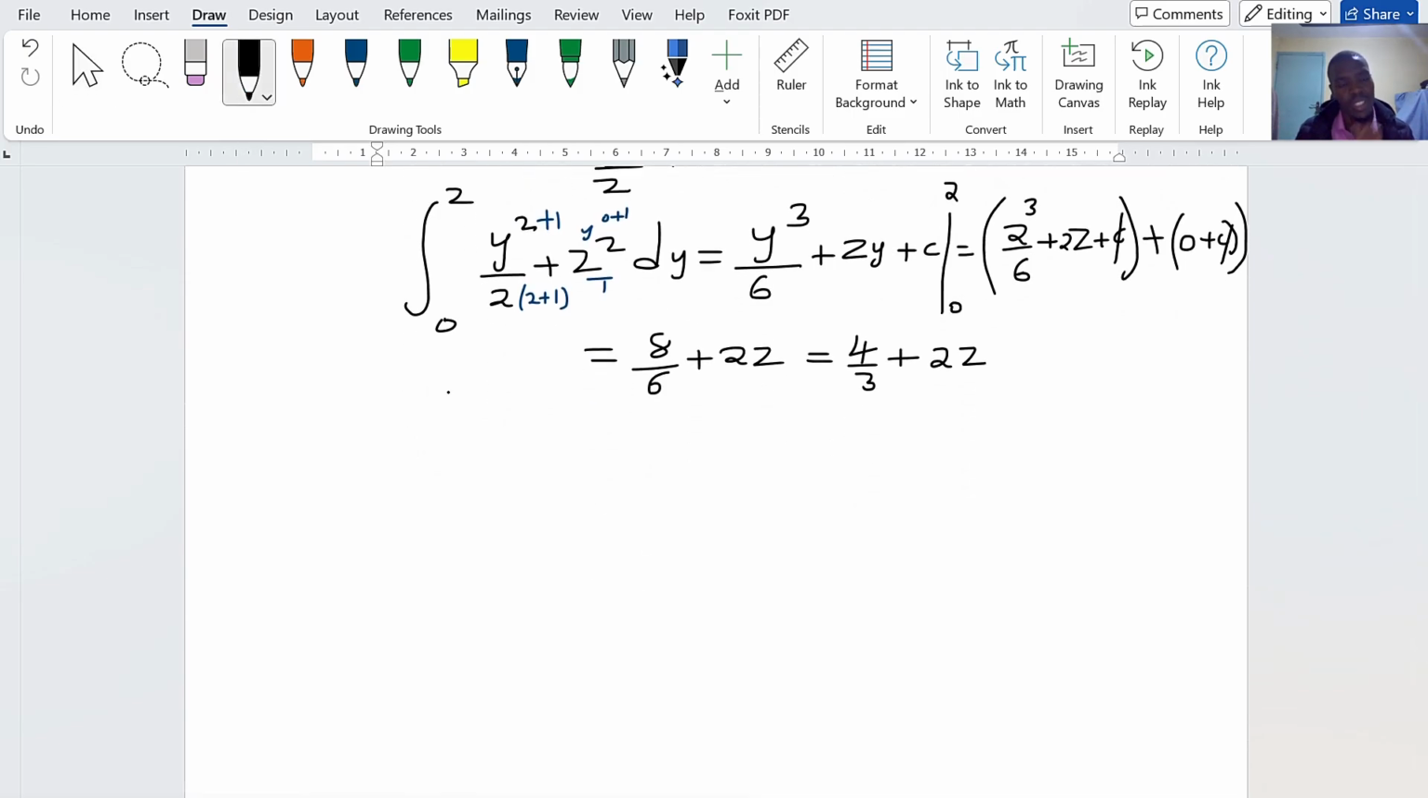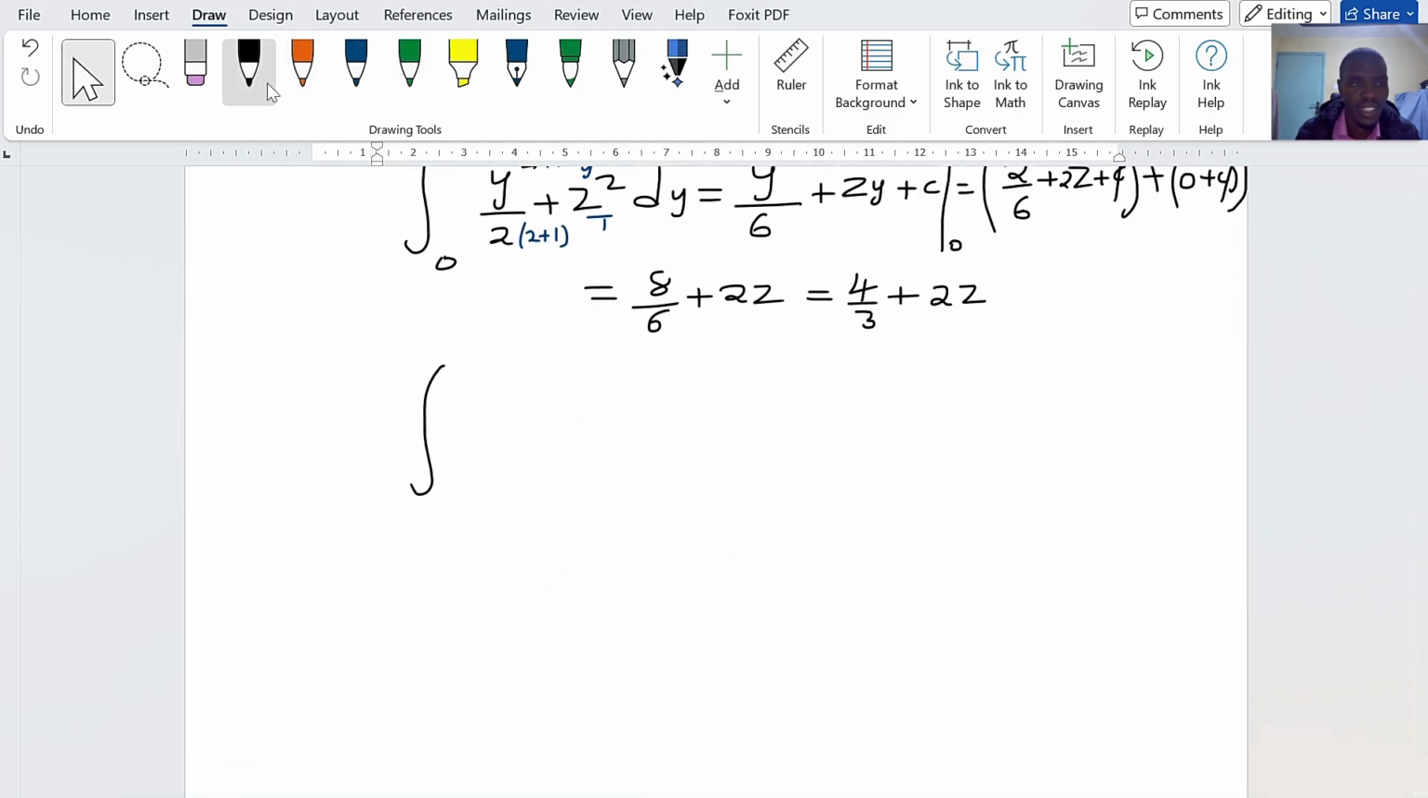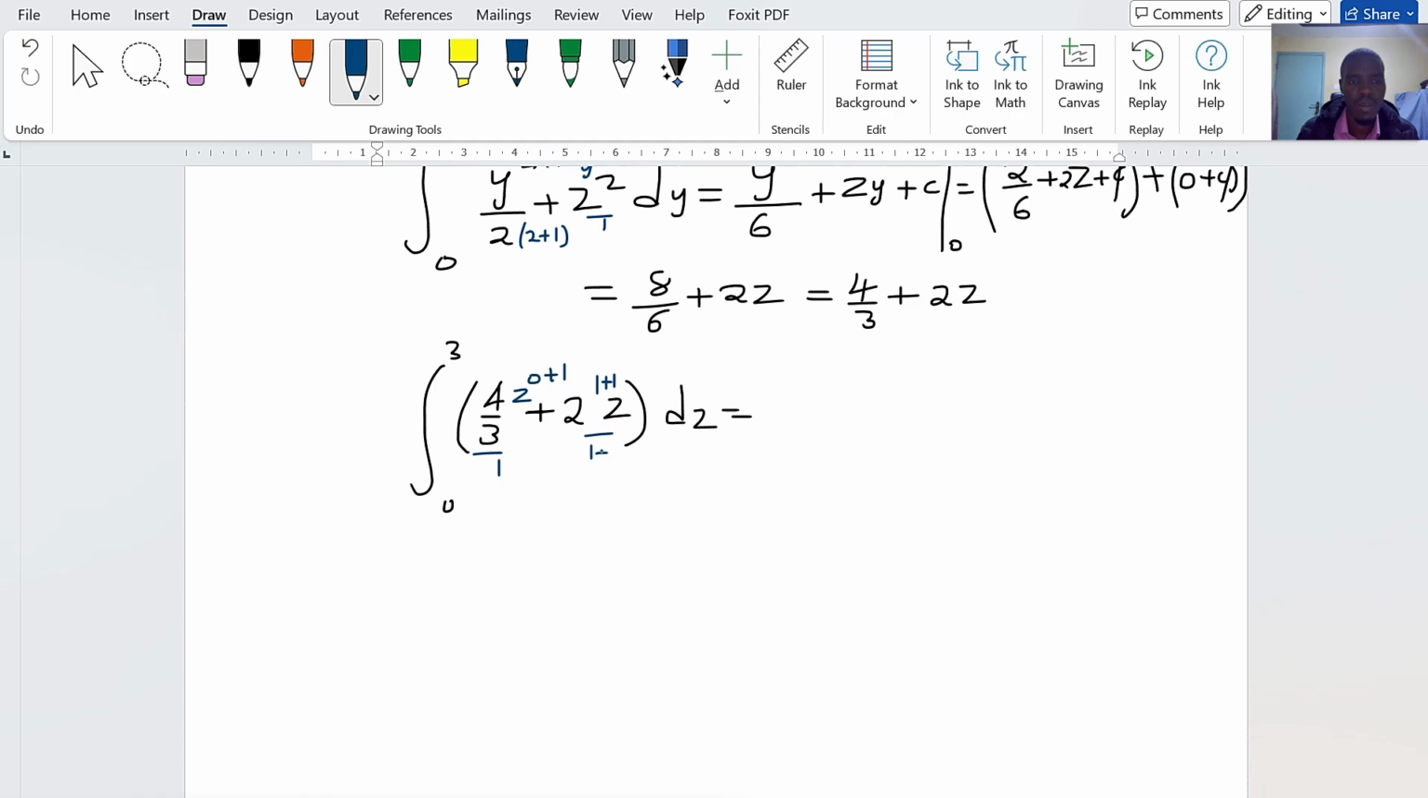Now the last one is the outer one, which is for z. Now z, the range is from 0 to 3. That's our last integration. So 0 to 3. And we are integrating 4 over 3 plus 2z, and now dz. So the first part, we have z power 0 here, so plus 1 over 1, then here plus 1, 1 plus 1 over 1 plus 1.